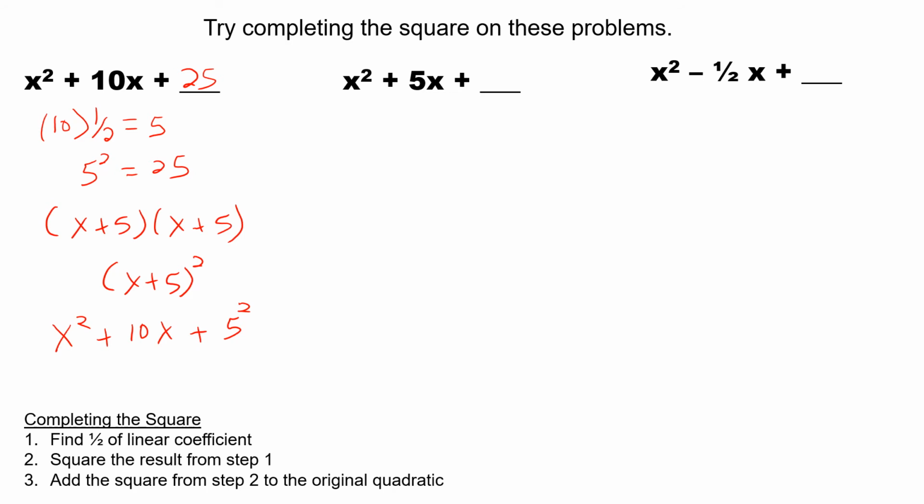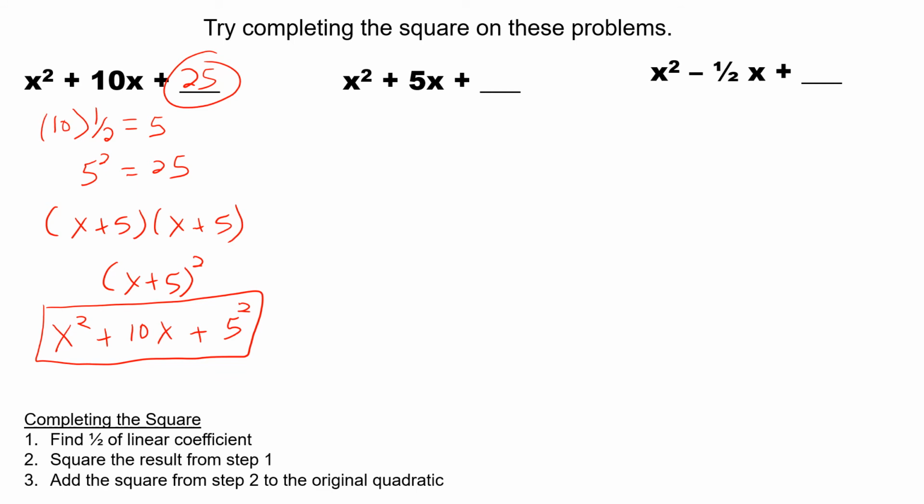And it's a good idea sometimes to write it this way instead of this way, because when you go to factor it later on, if it's a large number, you don't have to worry about it. You already know what it is. So try the next one. You might want to stop and then go on. I'm going to assume that you have.